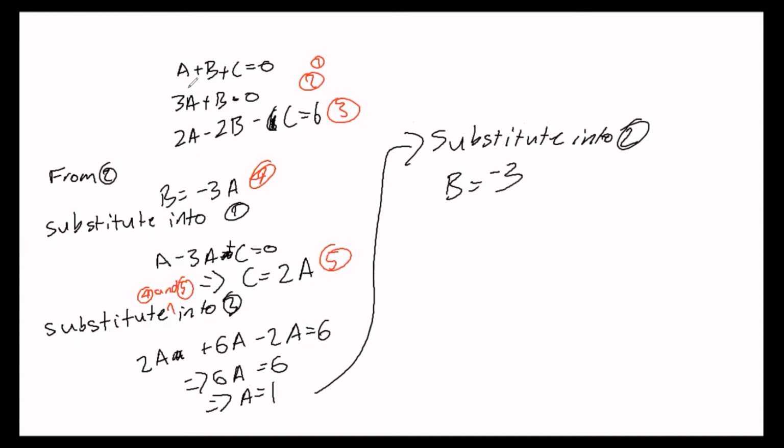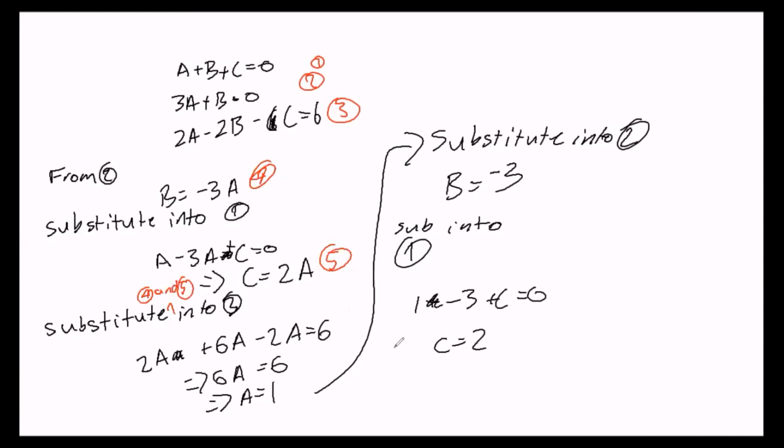That goes into that, and that becomes 3, and then we minus 3 over. And then what do I put these two into? I put those two into 1. So sub into 1, and that gives me 1 minus 3 plus c equals 0. So that gives me c is equal to 2.